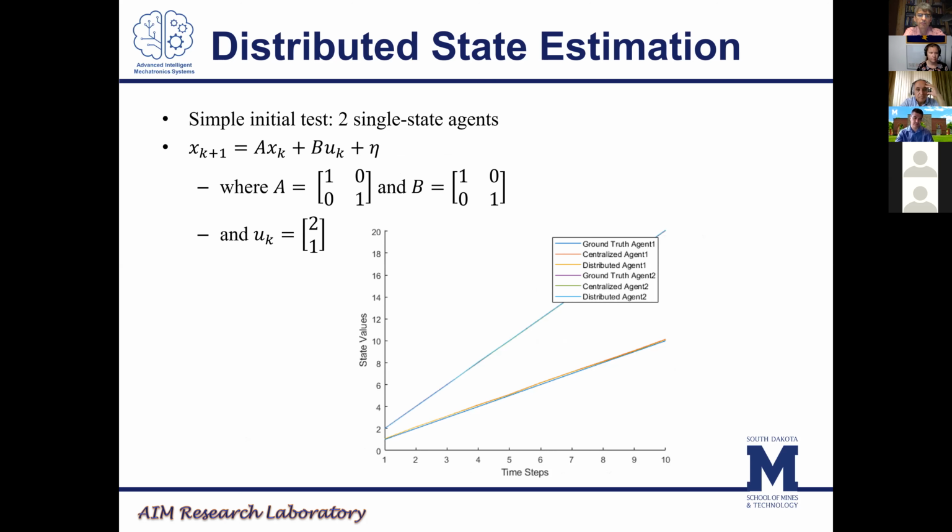And so for this, we did a simple test, basically the simplest system, where it's just two single state agents with identity dynamics and control matrices. So basically this is analogous to just a ball rolling along a ruler or something. So we've just got a single state changing, and then we've got agent 1 moving at 2 meters per second and agent 2 moving at 1 meter per second. Just sort of change their states. And there is some input error just to add randomness to the simulation so that we can see the difference between the centralized and the distributed estimators.